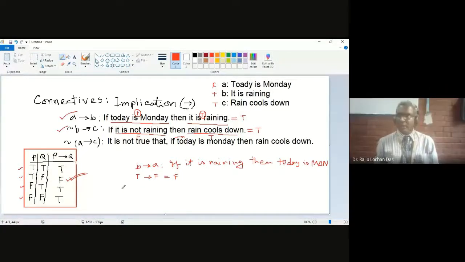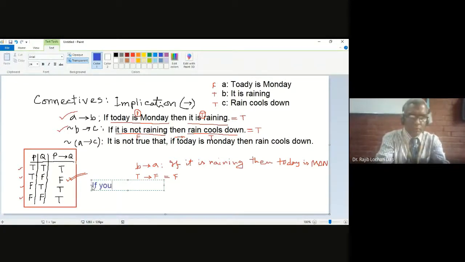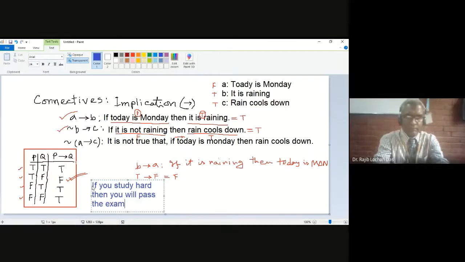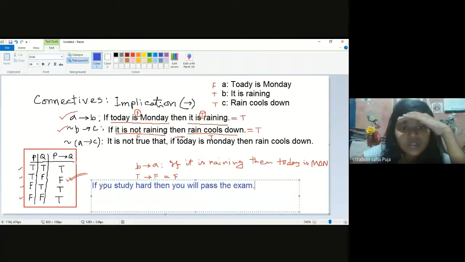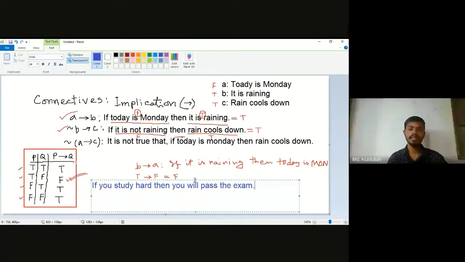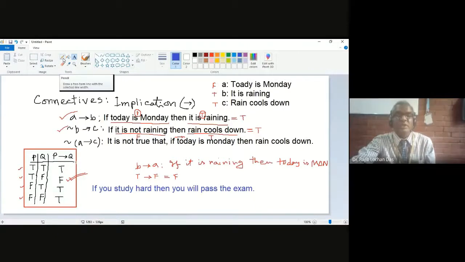Say I am writing another sentence in blue color. I am writing here from the keyboard. If you study hard, then you will pass the exam. This is the sentence. Is it one implication sentence? Yes, implication sentence, sir. Why implication? Because there is if and then. You will say it is implication because there is if and then.